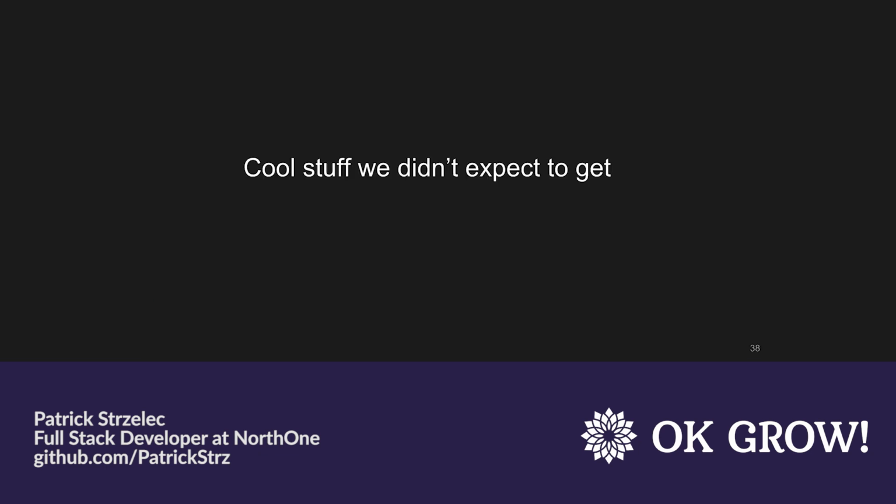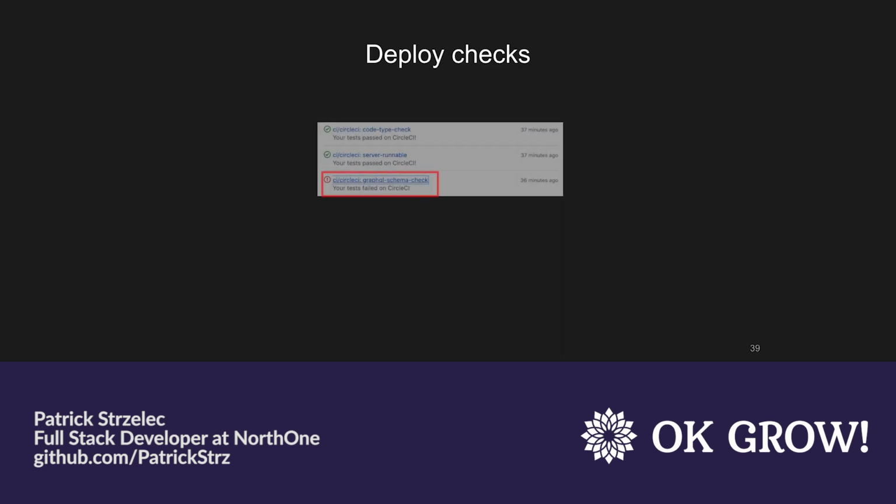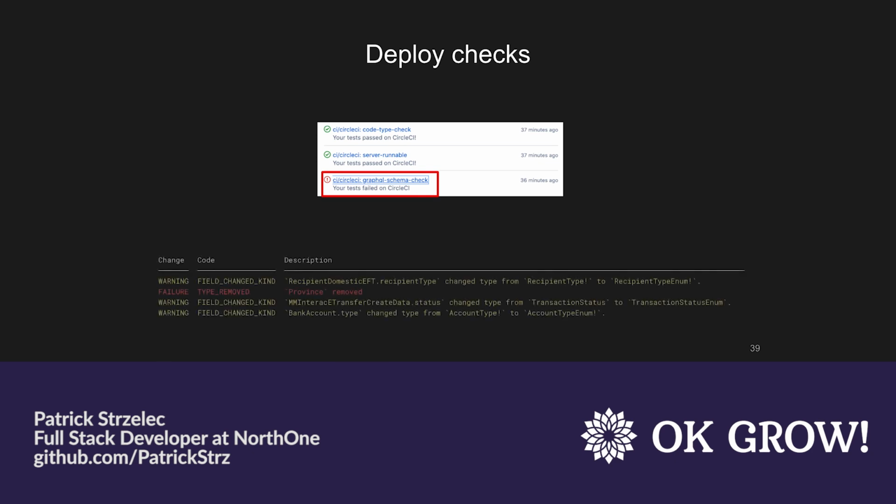And so some cool stuff we didn't expect to get. Deploy checks were one of those. So you can publish your schema as you're developing, and you could check it against the schema that you have already published. So now as you're working with a lot of developers and everybody's changing the schema, you can make sure you didn't break anything. And so this is what that looks like. So per field, you can see what's been removed, what has been added.